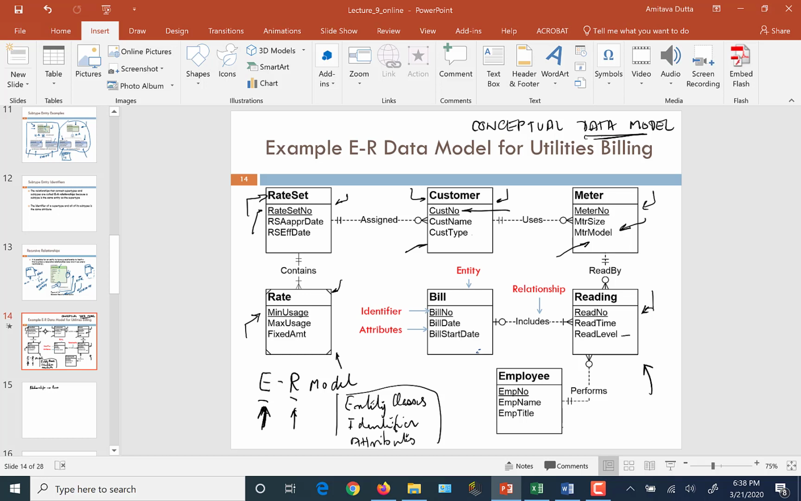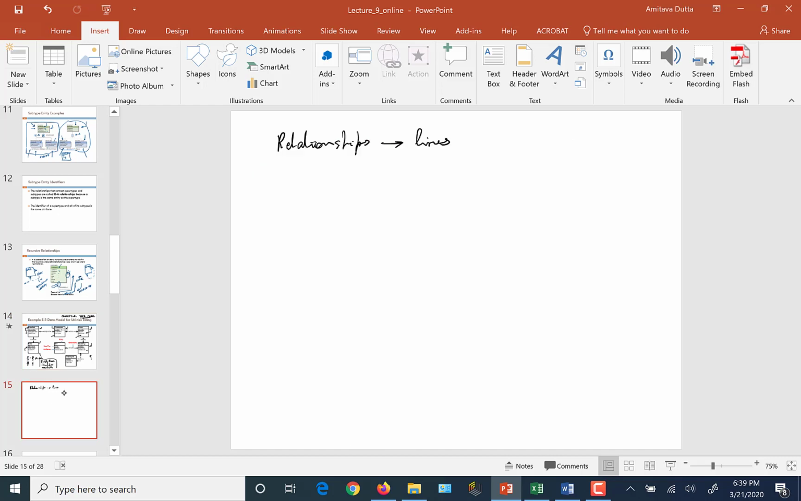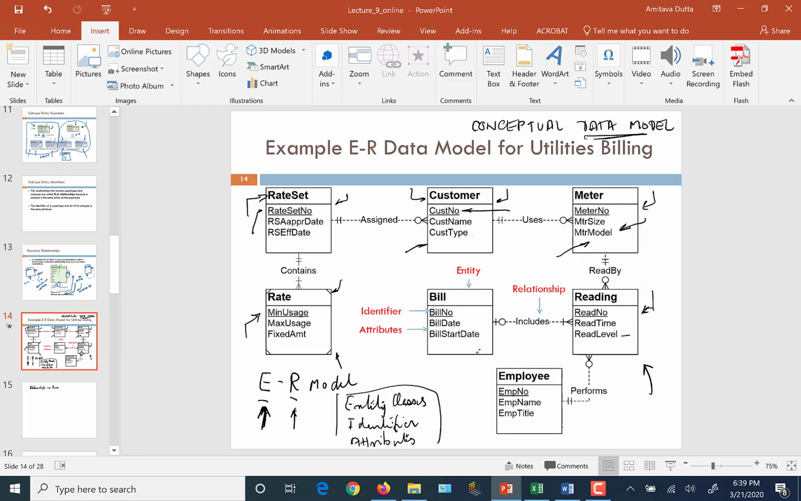So that's the general application for which this database is being designed. Coming back to relationships that we were discussing, you can see that there are lines among certain entities. Relationships are represented by lines. However, you can see these lines are dotted lines.